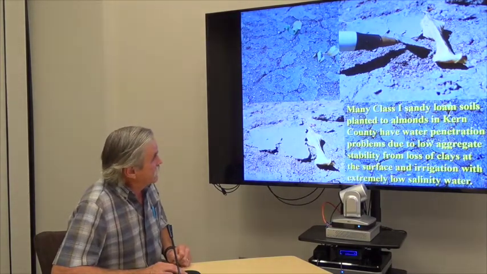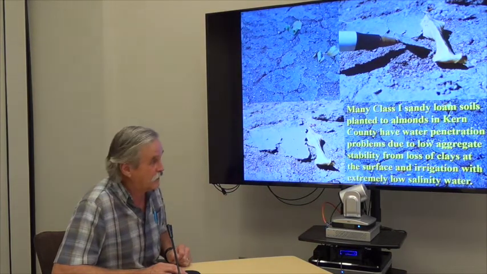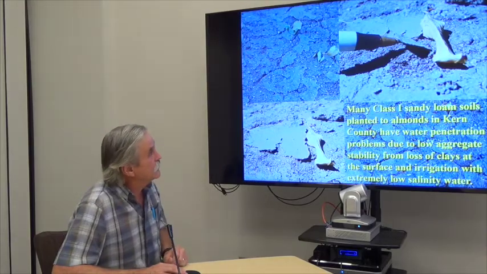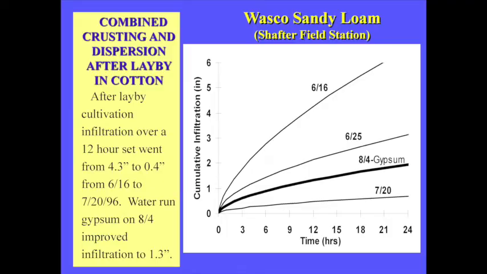Sealing like this is very, very common in some of these class 1 high micaceous zeolite clay sandy loams, and when you look at the specific changes in infiltration on this Wasco sandy loam when it was flood irrigated for cotton, then you can easily drop to only 50% of the previous irrigation in terms of your infiltration over 24 hours. And then you can drop another 50%, more than 50% with a July irrigation.